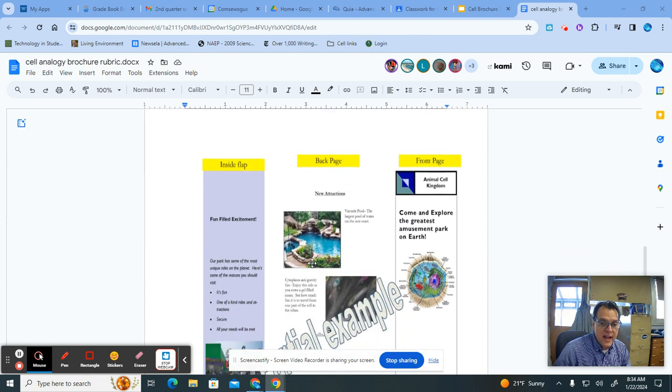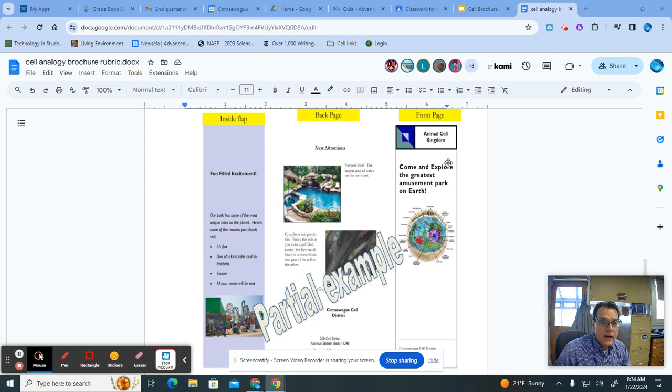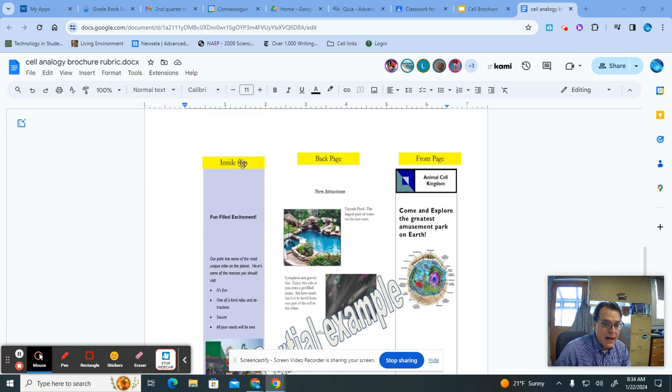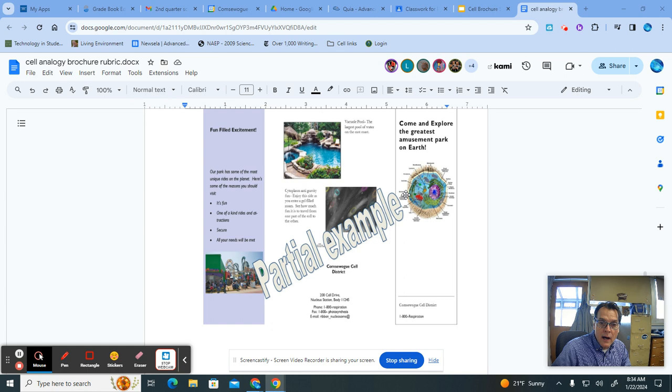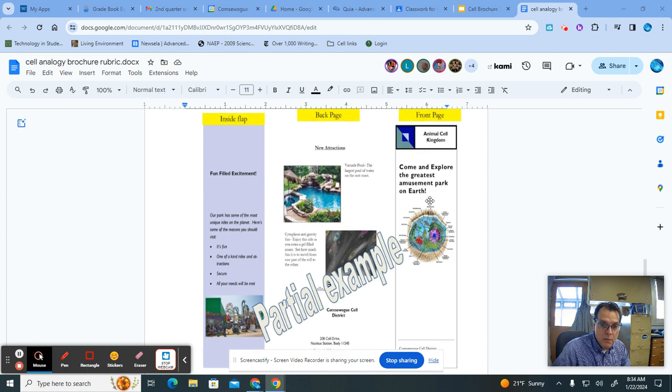Here's a partial example. So here's an amusement park. Things like front page, back page, inside flap, those are there to give you so you know how the thing's going to be folded and what part you're looking at when you fold it. So please make sure that these things are taken out when you're done, the things in yellow here. Okay? So in any case, this one compares it to an amusement park.